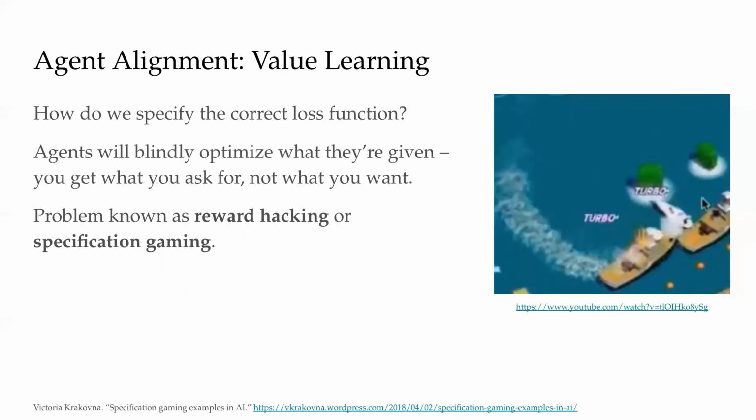Yeah. So one major question when it comes to aligning these agents is, how do we specify the correct loss function? I guess I should say alignment here means getting them to do the right thing. It's a very vague definition. The agents will sort of blindly optimize what they're given, and you get what you ask for, not what you want.